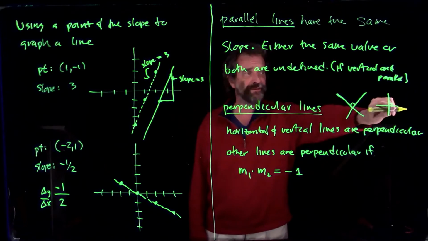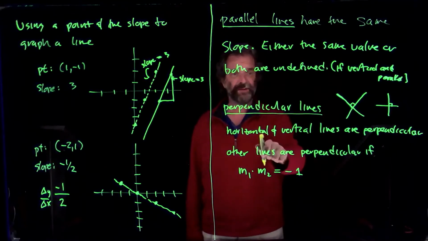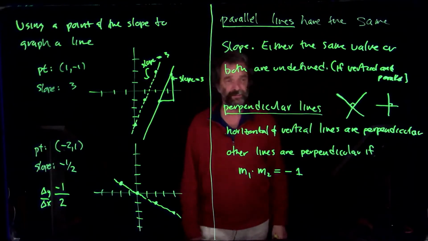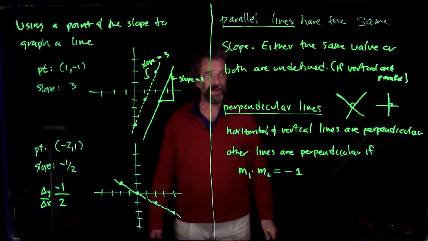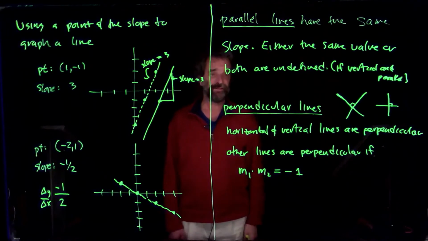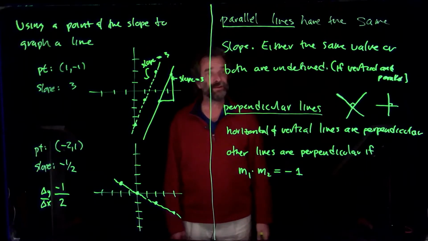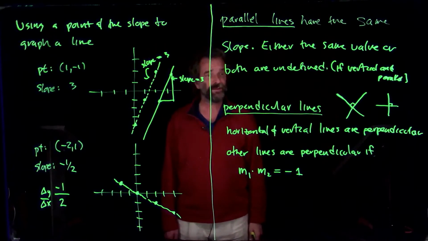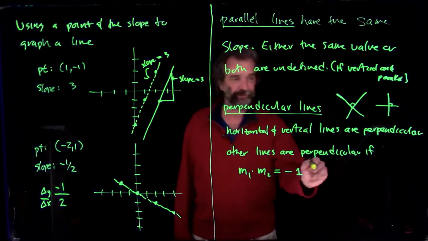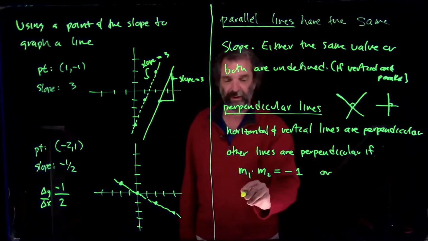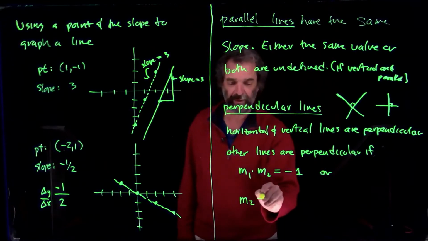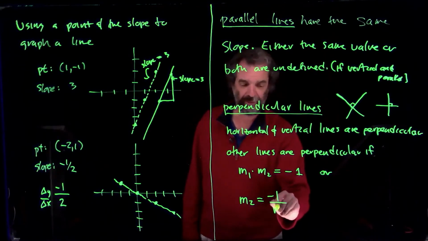So if it's horizontal and vertical, that's a 90-degree angle. So horizontal and vertical lines are perpendicular. So it's easy to tell that. One has slope 0, one has slope that's not defined. They're perpendicular. Otherwise, we have an interesting equation that says lines are perpendicular if the product of their slopes is -1. Or m2 could be -1 over m1, like that.